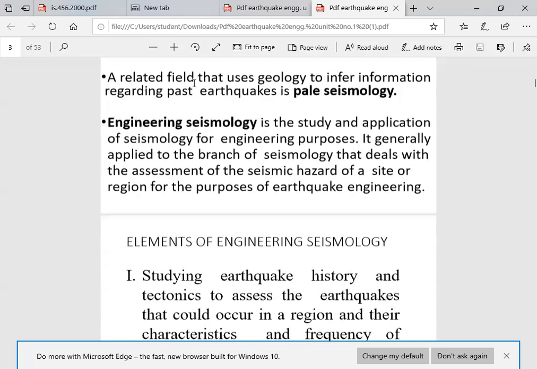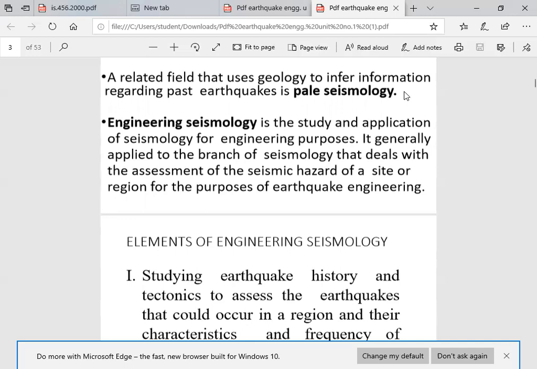Again, a related field that uses geology to infer information regarding past earthquakes is paleoseismology. To make a building earthquake resistant, we have to study past earthquakes. When we study past earthquakes, we can get information about how to build the structure and achieve an earthquake resistant building. Such information is known as paleoseismology.